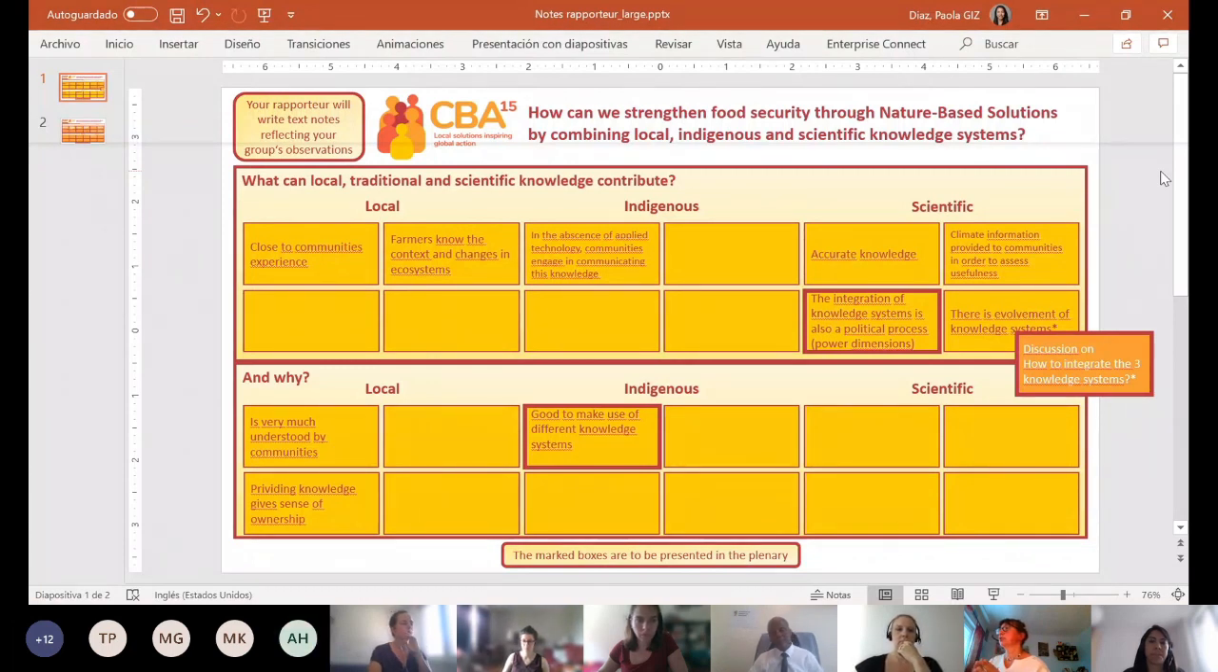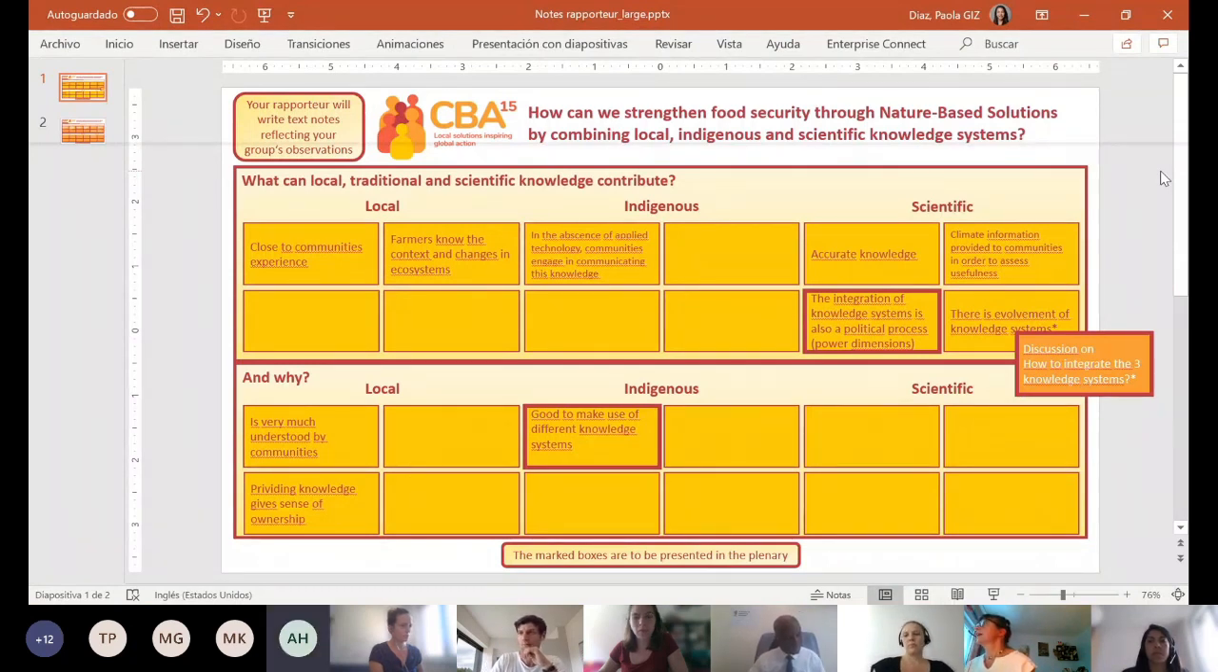We had indigenous knowledge, and it is good to make use of different knowledge systems. I mean, that has been recognized in our discussions. It is good to use these different approaches, especially in the face of climate change, where knowledge systems sometimes break down or changes cannot be easily understood. So it's good to have different approaches to these changes.